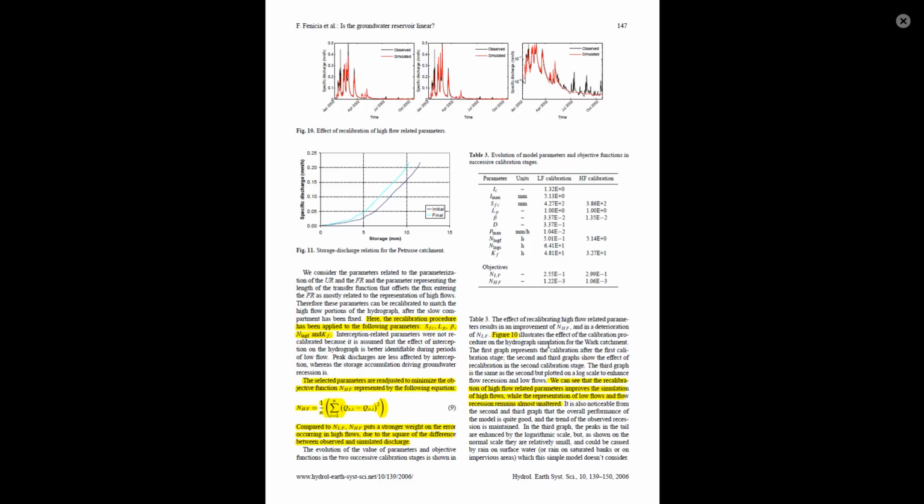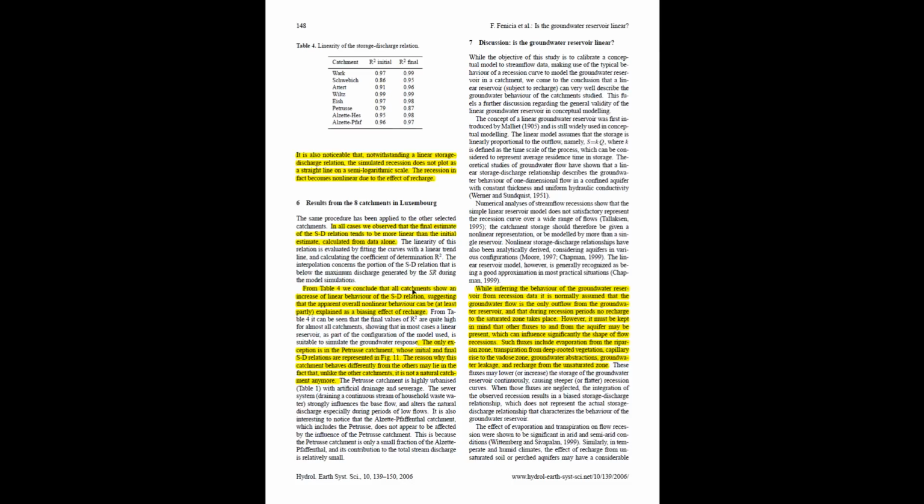Now then, moving to the results section. I forgot to mention that the recalibration of high flow related parameters improves the simulation of high flows while the representation of low flows and flow recession remains almost unaltered. And so it basically proves, you can see that here also in the values of the objective function after calibration only on the low flows, and then here the high flow calibration, and these are the 2 objective functions they use. You see that the low flow criterion doesn't change significantly from the first part of the experiment to the second part. Now the results section, which is on the next page.